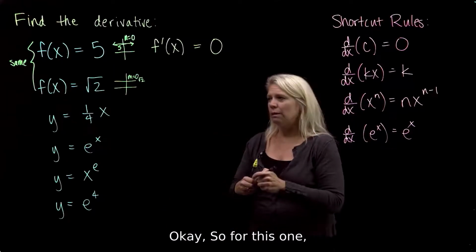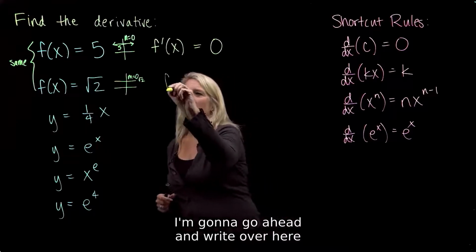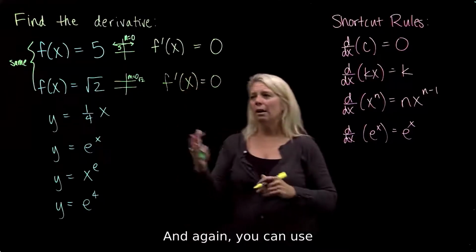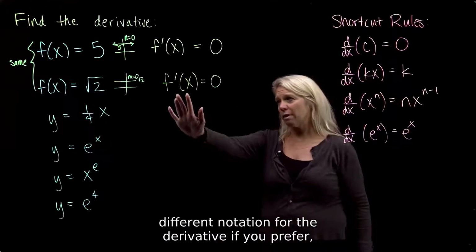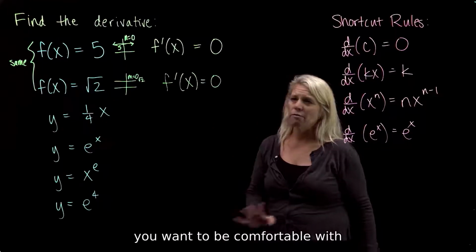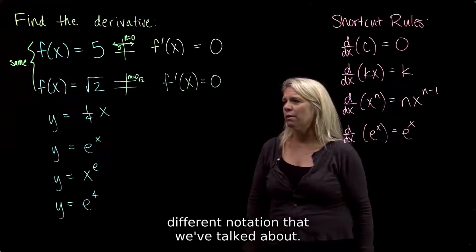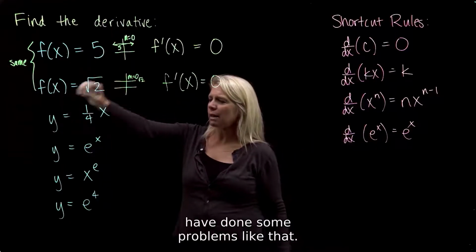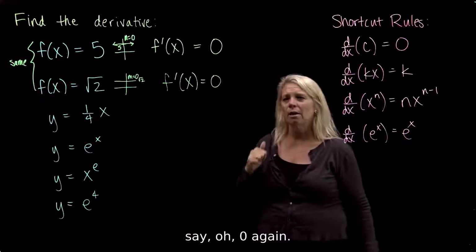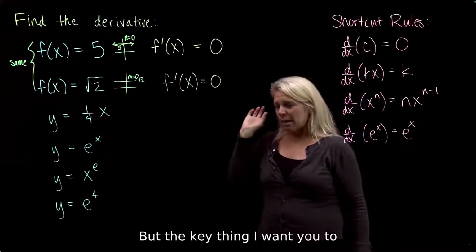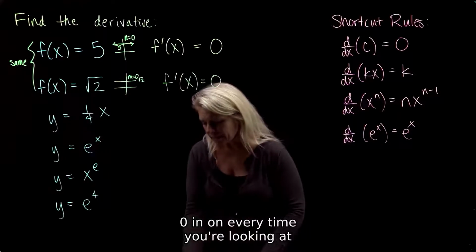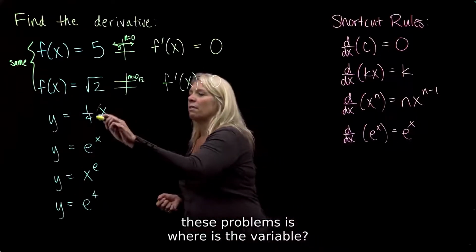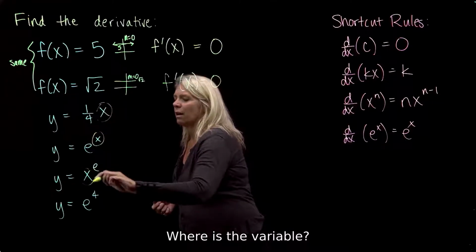Okay, so for this one, I'm going to go ahead and write over here f prime of x equals 0. And again, you can use different notation for the derivative if you prefer. You want to be comfortable with all the kinds of different notation that we've talked about. All right, so sometimes students have done some problems like that, and then they look at this next one and they say, oh, 0 again. But the key thing I want you to zero in on every time you're looking at these problems is, where is the variable? Where is the variable?